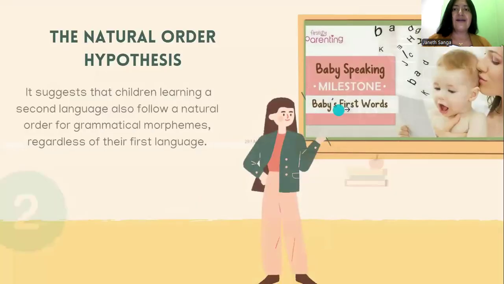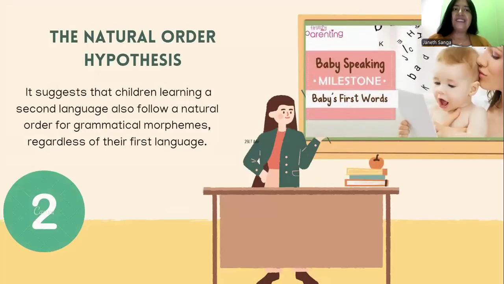Let's start. So number 2, there we have the natural order hypothesis. It suggests that children learning a second language follow a natural order for grammatical morphemes regardless of their first language. According to this author, it is really important to know the natural order hypothesis. For learning English, we don't have a specific order.